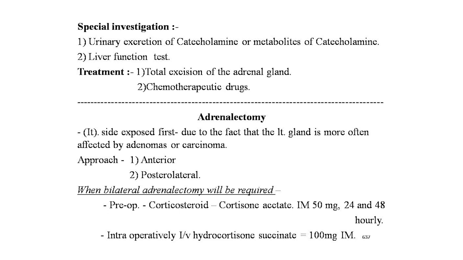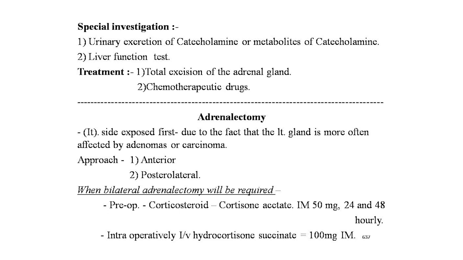Now the next point is adrenalectomy. Usually the left side is explored first due to the fact that the left gland is more often affected by adenomas or carcinomas. If the tumor is found, adrenalectomy is carried out. If the left gland is seen to be atrophic, it is highly probable that there is a tumor of the right side, which should be operated on. Approaches for this operation are anterior and posterolateral.